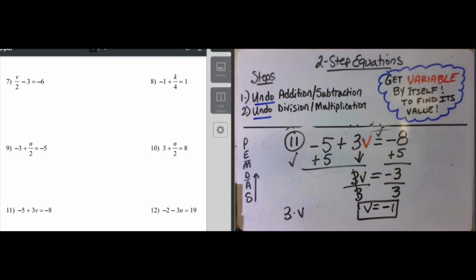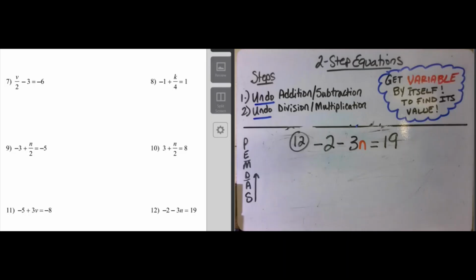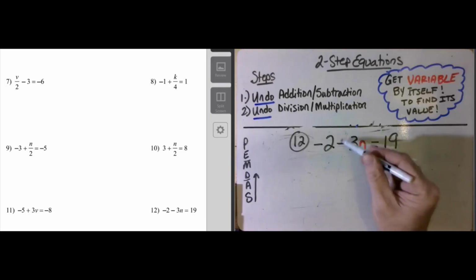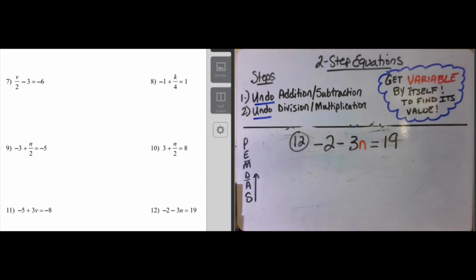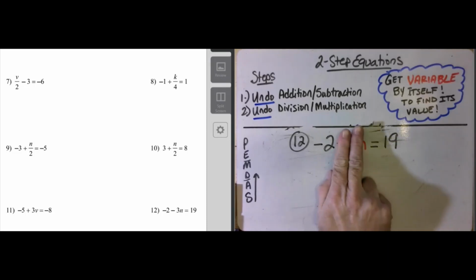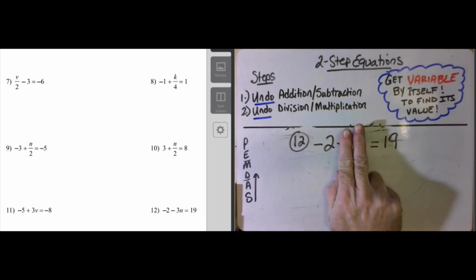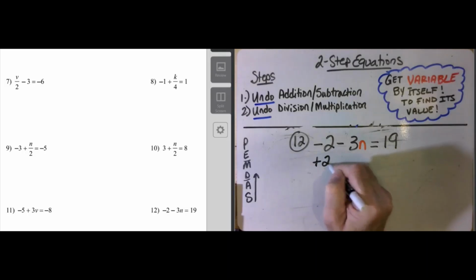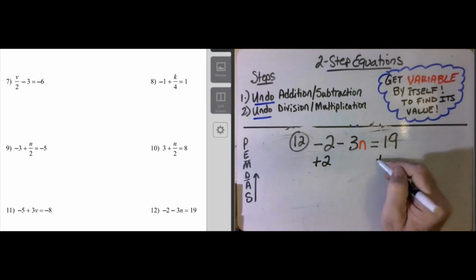Number 12 is the one we've been looking for. Identify the variable as n. The variable term is a negative 3n, so that's what we want to get by itself. What's being done to that variable term? They're subtracting 2, so let's go ahead and do the opposite. The opposite of a negative 2 is a plus 2. Whatever you do on one side, you do to the other.